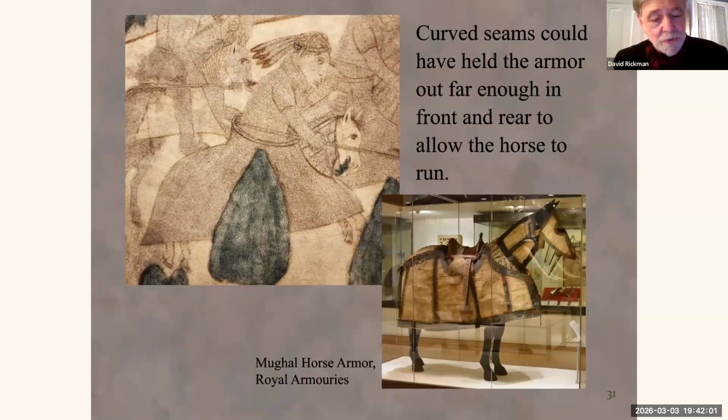would make the Sagessa armor fit smoothly over the horse's rump and could have held the armor out far enough in front and rear to allow the horse to move, maybe even to run. Note that the Mughal horse armor achieves a similar shape with reinforcing of some sort. This might be the case with the Sagessa armor, especially when you see how the hatch the rider sits in is formed with a hoop, but we have no way of knowing.